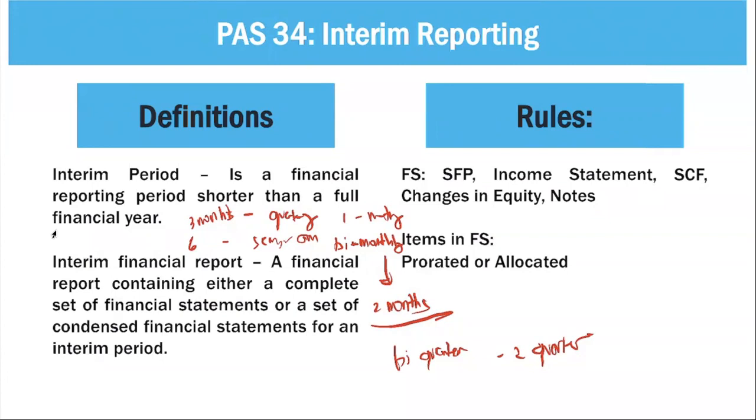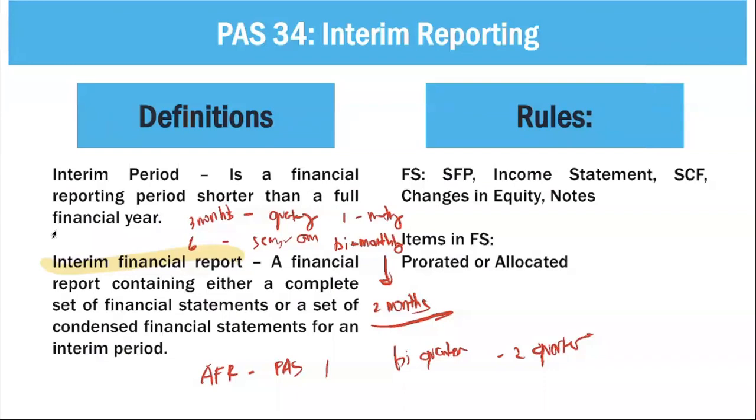We go now to your interim financial report because what we know is an annual financial report. If you want an annual financial report, you go with past one. But we go now with your interim reporting. So what is an interim financial report? An interim financial report is a financial report containing either a complete set of financial statements or a set of condensed financial statements for an interim period. So this one is a financial statement for interim period. That is an interim financial report.